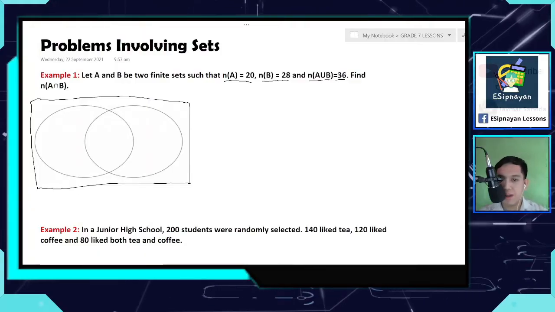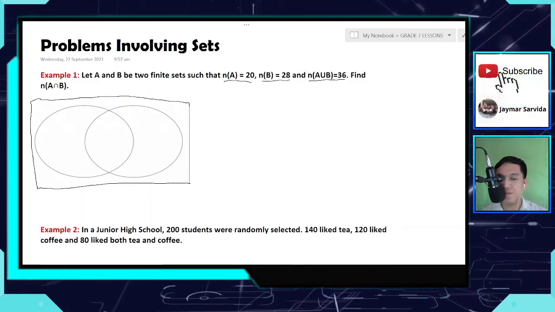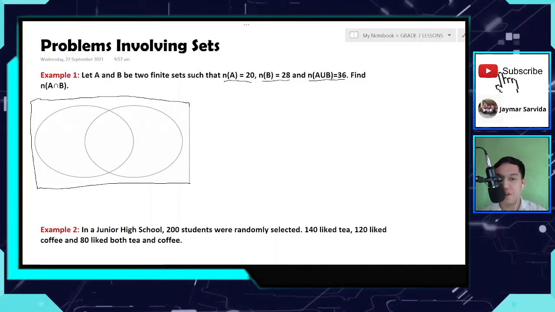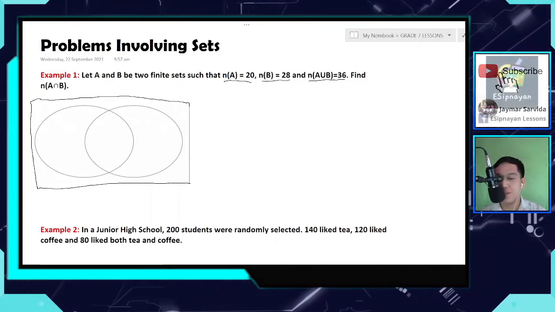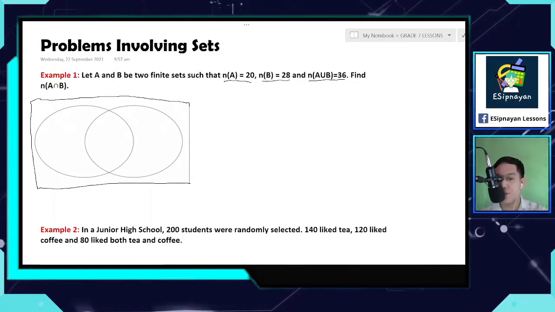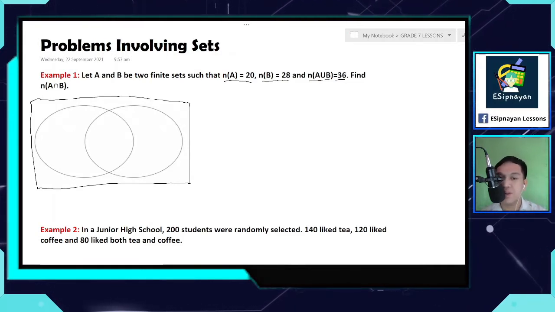Good day mga kamatiniks. Once again, this is Sir J, and for today's topic, I am going to discuss to you about problems involving sets. So I want you to listen carefully para maintindihan ninyo yung ating lesson. And without further ado, let's start with example number 1.